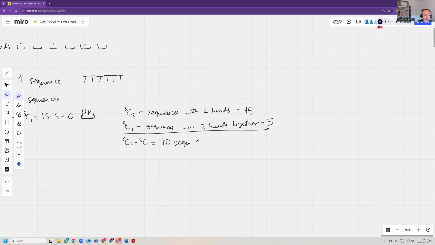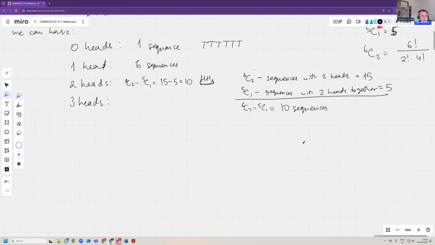How do you get 15? 6 choose 2. 6 choose 2 is 6 factorial divided by 2 factorial times 4 factorial, which would be 5 times 6 divided by 1 times 2, which is 15. And 5 choose 1 is, oh sorry, 5. What am I saying? 5 choose 1 is 5. So there are 10 sequences where the 2 heads are together.